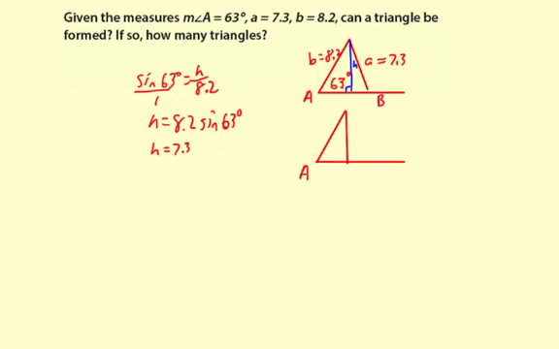Okay, so if this is A, and right here is your 63 degrees, this is going to be your 8.2, and this is going to be your 7.3. And because this side a equals the height, you have a right triangle. So exactly one triangle can be formed, and it's a right triangle. So I'm going to put one triangle here.